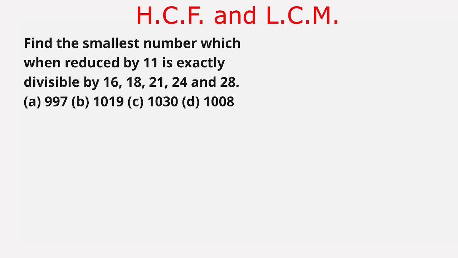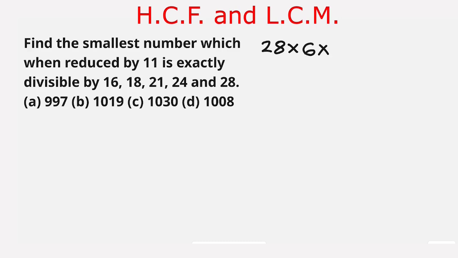We have to first find the LCM of 16, 18, 21, 24 and 28. And then we have to add 11 to that LCM to get our answer. We will first find the LCM by shortcut method. The largest number in the given set of numbers is 28. The next number is 24. 28 is 7 multiplied by 4 and 24 is 6 multiplied by 4. So 4 is already included in this 28. We have to multiply only 6 to this.